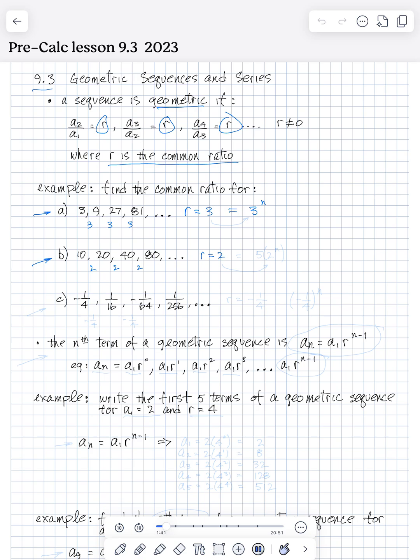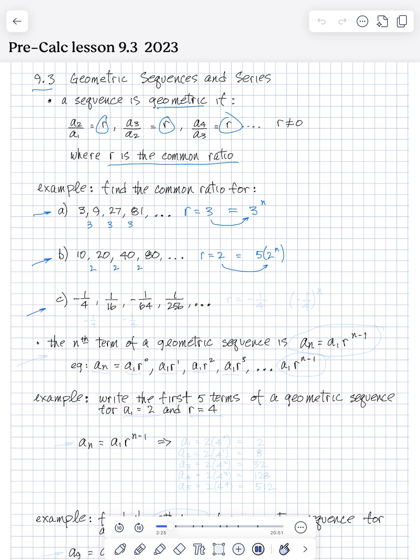Now, the equation, and we'll learn this in the next lesson, is going to be 5 times 2 to the n, because the 2 is the r, just like the 3 is the r. Here we have r is 2, so it's 2 to the n, but we have to get the first term of 10, so we have to multiply it by 5. But we'll get into that a little bit later.